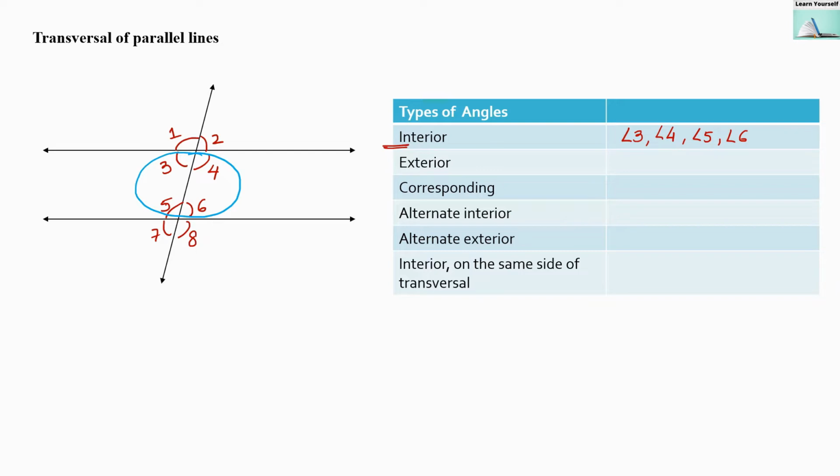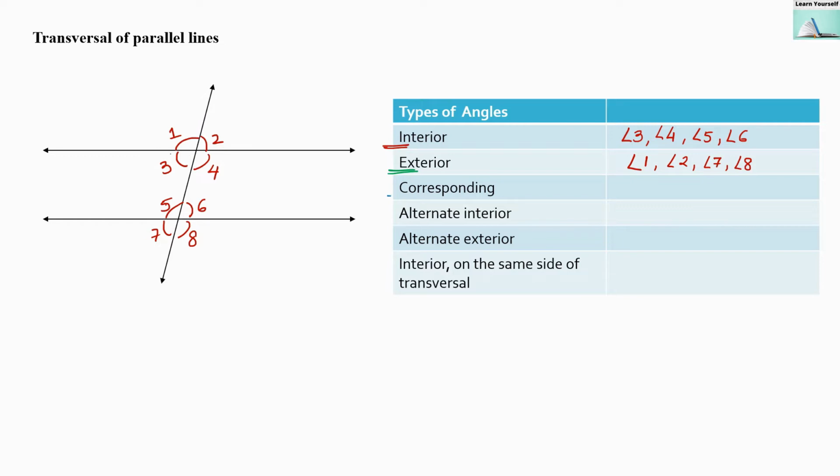Now come exterior angles. Exterior angles are the angles which are towards the exterior part of these parallel lines. So here you can see this angle 1 and 2 are in the exterior region, and angle 7 and 8 are in the exterior region. So we have 4 different exterior angles here: angle 1, angle 2, angle 7 and angle 8.